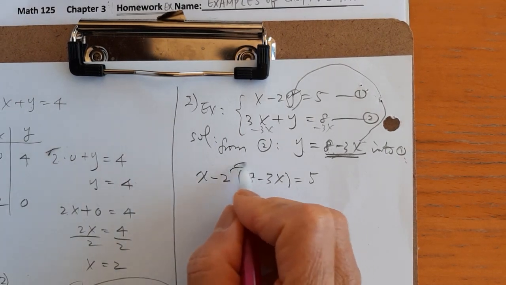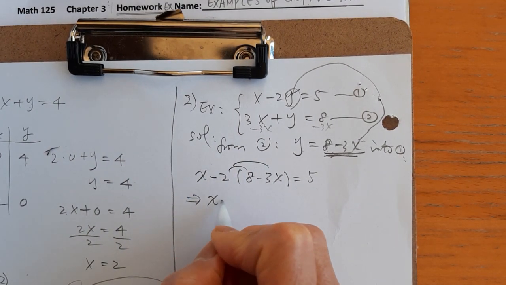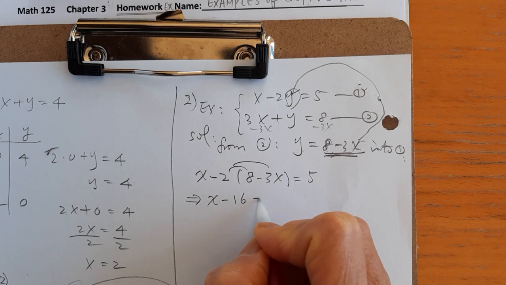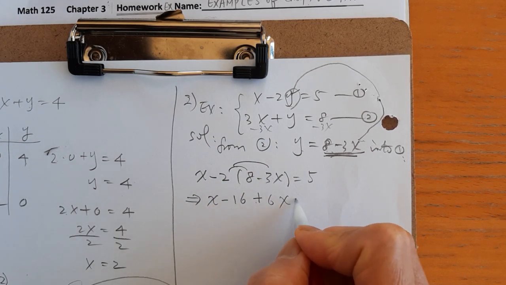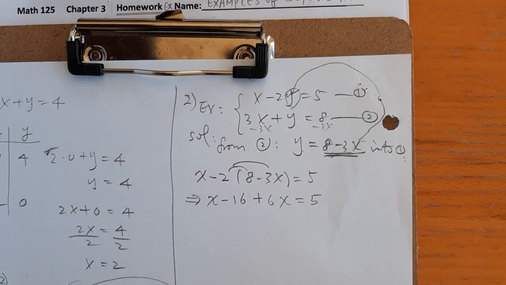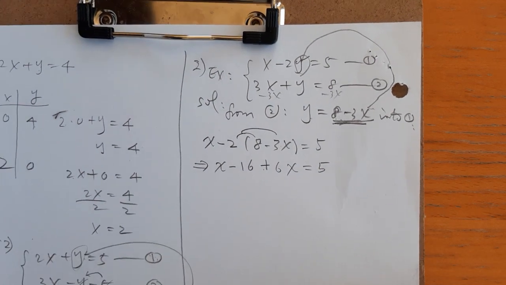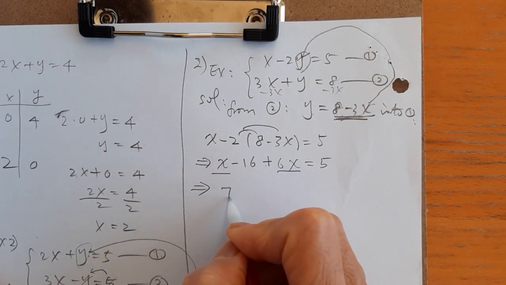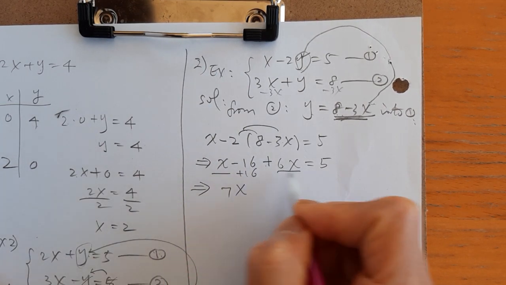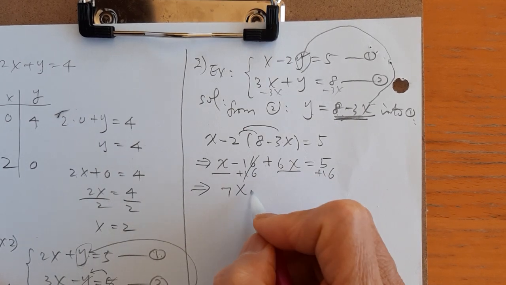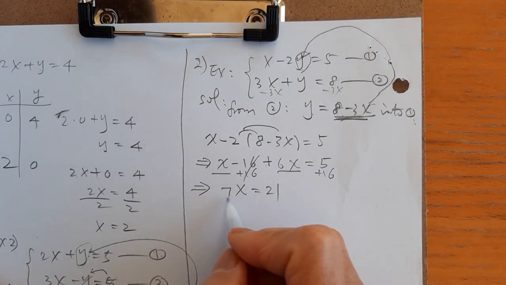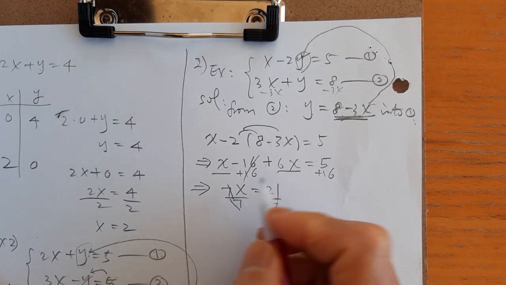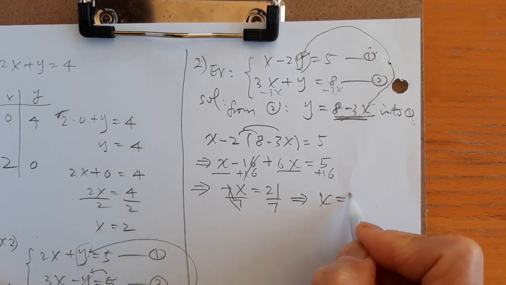Then you distribute it in. So you got x minus 16 plus, negative times negative is plus, 2 times 3 is 6x equal 5. Then combine like terms. X with 6x is 7x. Add the 16, get 21. Then divide by 7, 7 cancel. So get x equal 3.